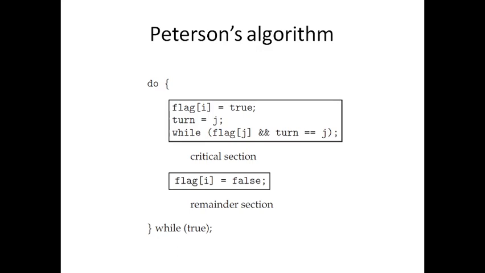Number 2, the second line is turn = j. You have to be very careful in noting down this particular line. It's not turn = i, even though we are looking at the code of the ith process. It's changing the turn to the other process. In the same way, the jth process will also have the statement turn = i. They are not changing the turn to themselves but to the other process.